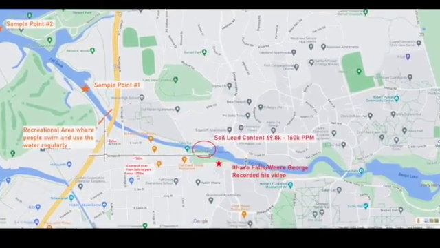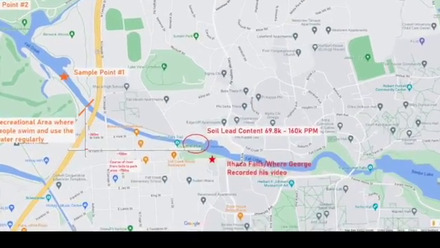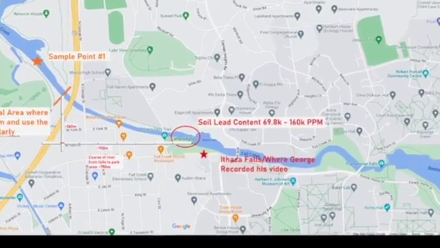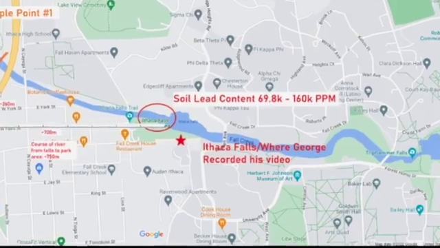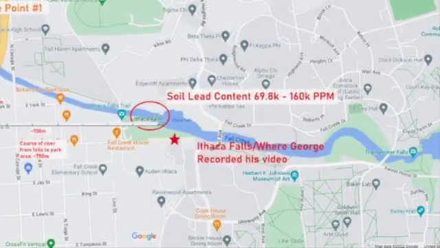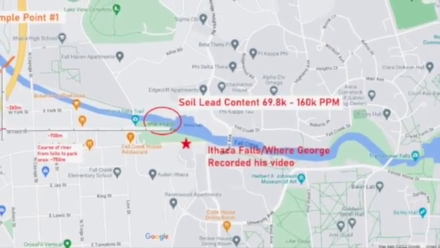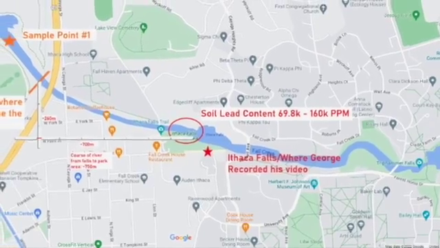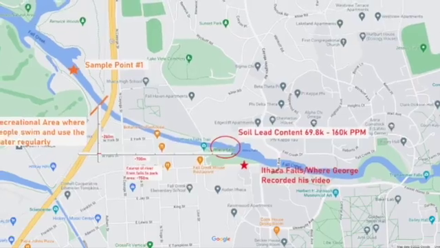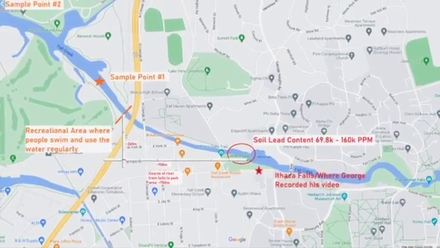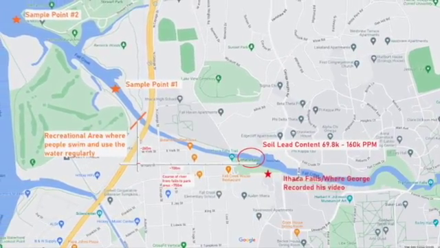This map gives an overview of the lower Fall Creek area. The area below where I recorded my video has had soil lead content reported at roughly 70K to 160K parts per million. We will be modeling runoff from this soil, seeing if slowing the flow of the river is a viable way to cause the pollutant to settle before it reaches important areas such as Stewart Park. We'll be approximating a typical flow rate from Ithaca Falls using USGS data.